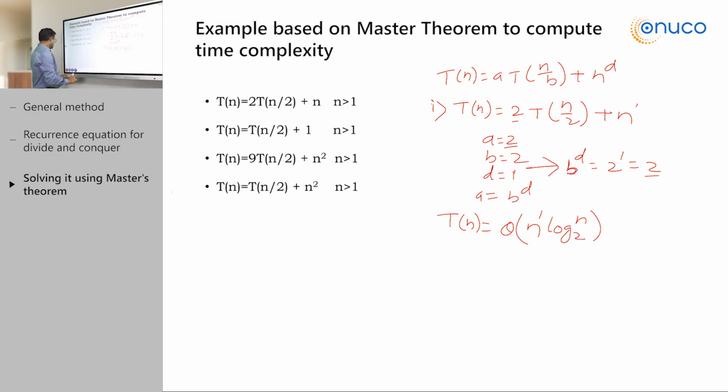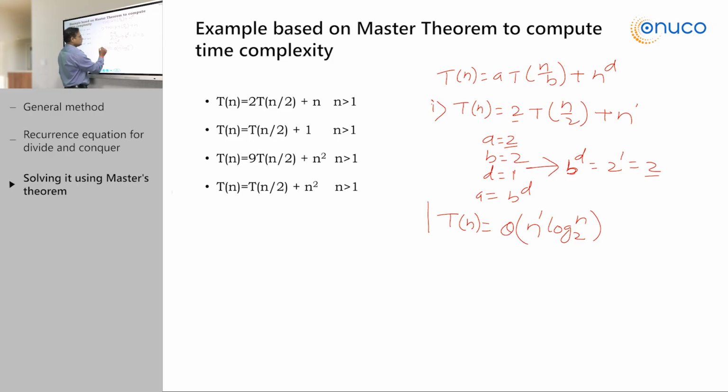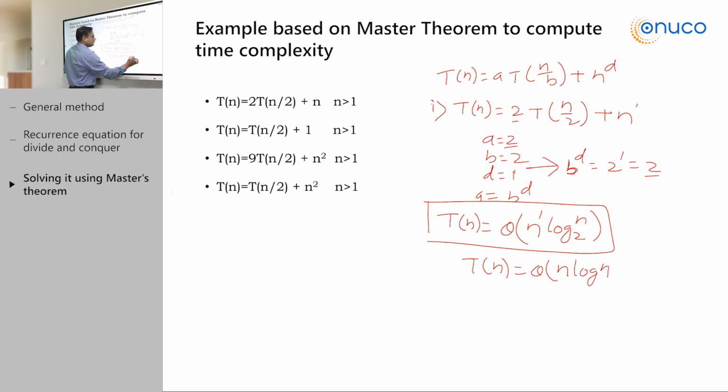Based on the previous concept, if A is equal to B power D, we get n power D log n base 2. So the time complexity is T of n is equal to n to the power D log n base 2. So the overall time complexity of this problem is theta of n log n base 2. Done. Similarly, let us solve the second example.